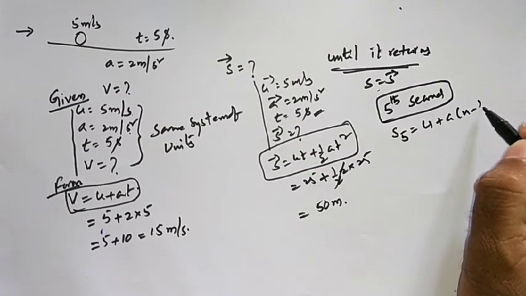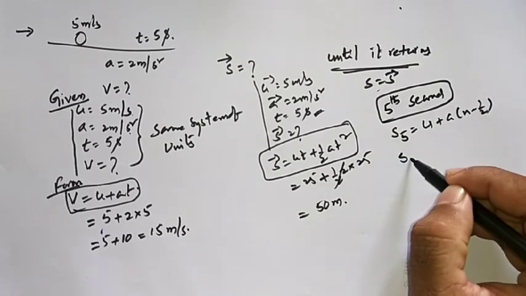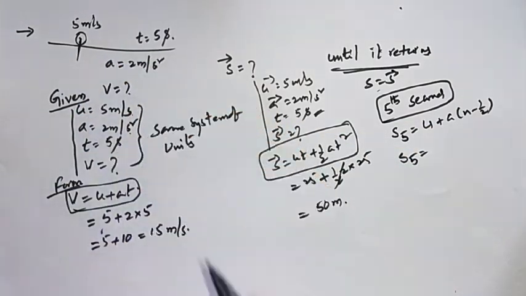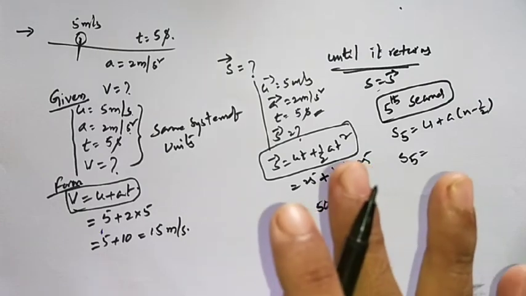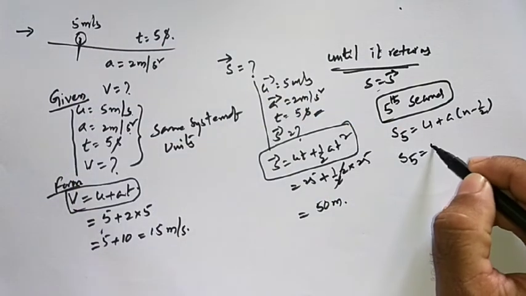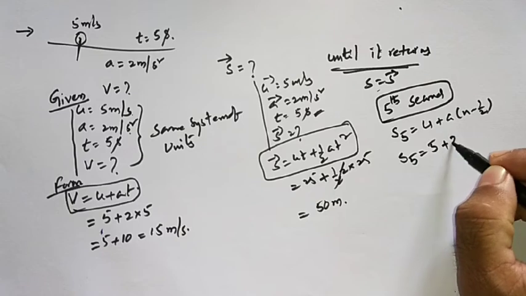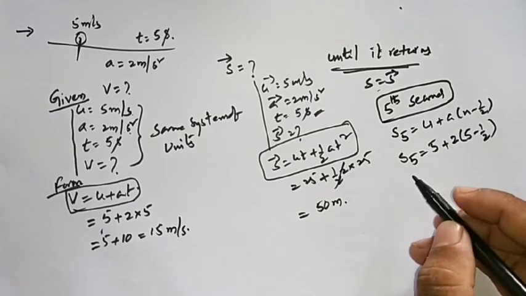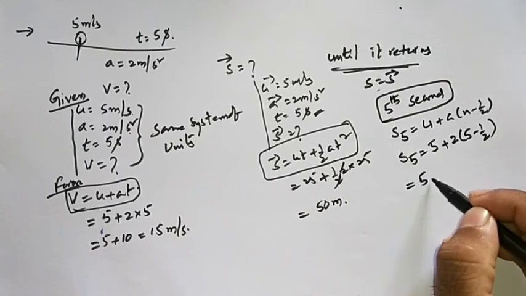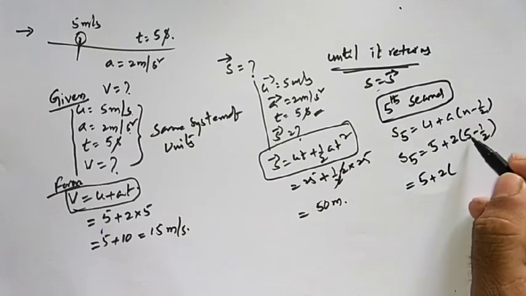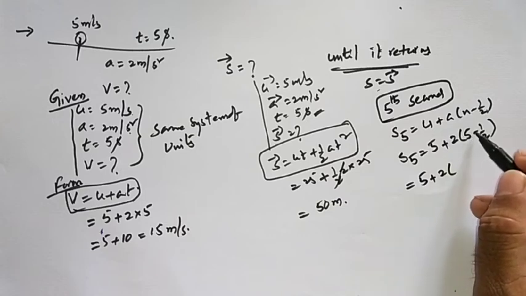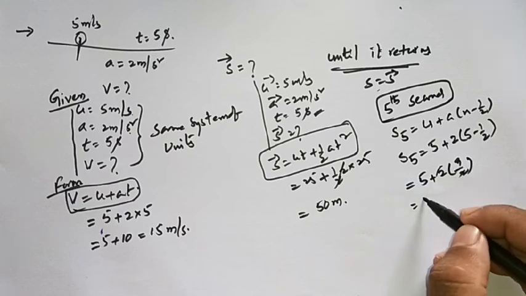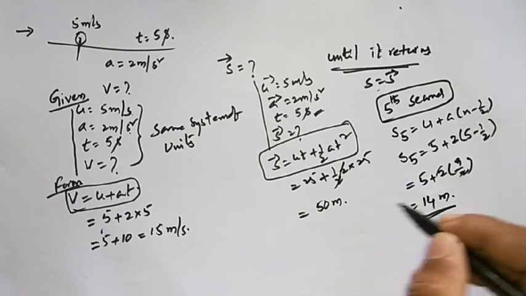U plus a into n minus half. Now S5 is equal to U, the initial velocity. At this point only we should take, not the end of the 4th second. So the initial velocity is 5, plus a, 2, into n minus half. That is equal to 5 plus 2 into, what is the LCM? 2. 10 minus 1, 9 by 2. So the 2 gets cancelled. 5 plus 9, how much? 14 meters.